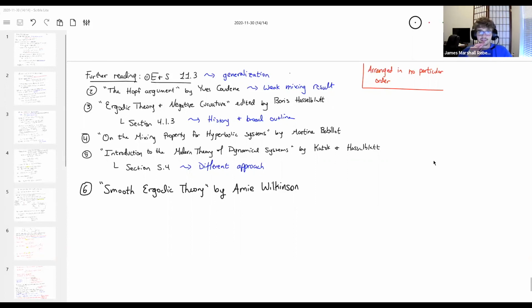There's this book by Boris Hasselblatt that talks about it and gives a history of it. Babillot gives you more on the mixing property. Katok and Hasselblatt's Introduction to the Modern Theory of Dynamical Systems gives you an entirely different approach involving the stable and unstable manifolds. And then I also threw in this paper by Wilkinson, which talks a little bit about smooth ergodic theory in general. She talks about the Hopf argument. I think she uses the Hopf argument a bunch in her research.